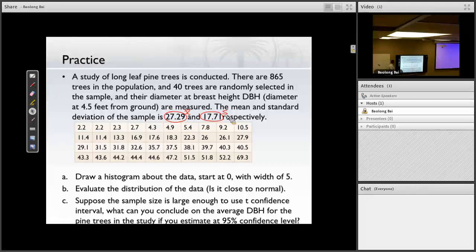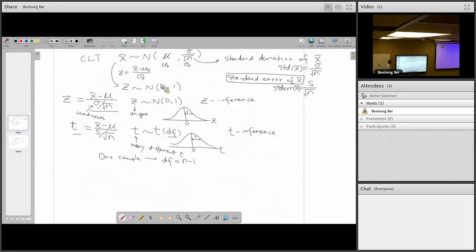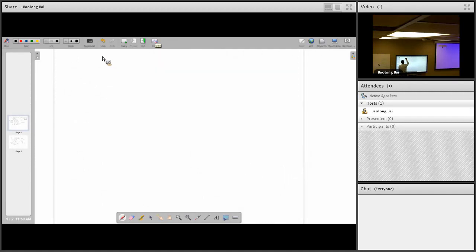So basically, the average 27.29 is only the average of 40 trees in the study you selected as a sample. Then what do we know of the average DBH for all the trees in the study? So what's the average of the population? We need to estimate it. And how do we estimate? We're going to need to use a confidence interval, right? Because we're doing estimations.